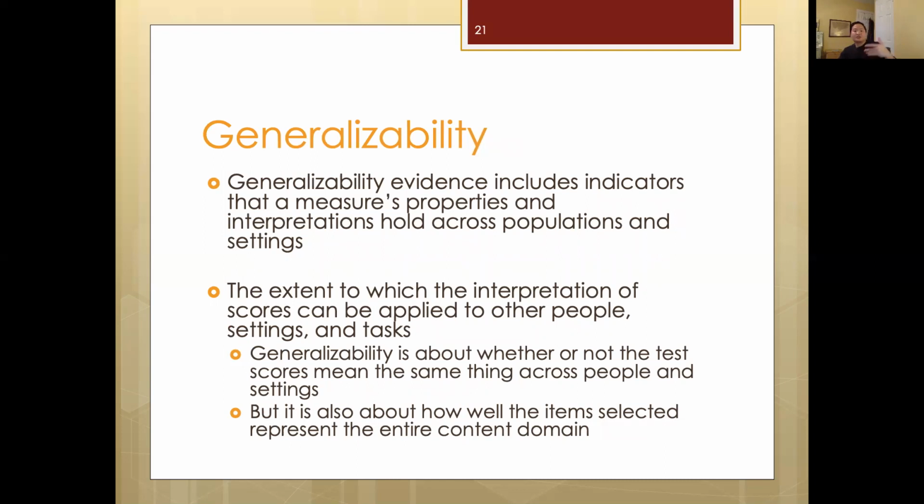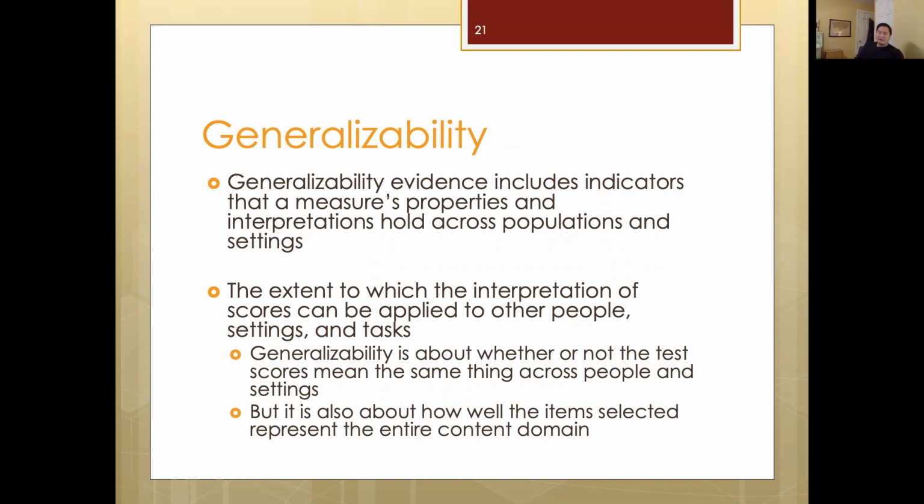It's the degree to which the measure's properties and interpretations hold across different populations and settings. So from different countries, from different demographic groups, college students to working adults, whatever it may be. So it takes this basic idea: does the test mean the same thing to different people or different settings? But it also adds: do the items cover the whole construct for different groups or in different settings?